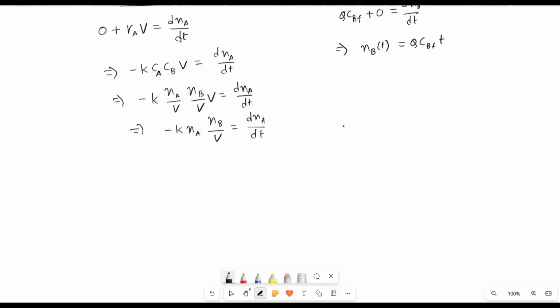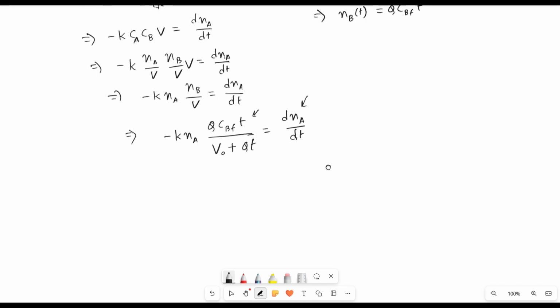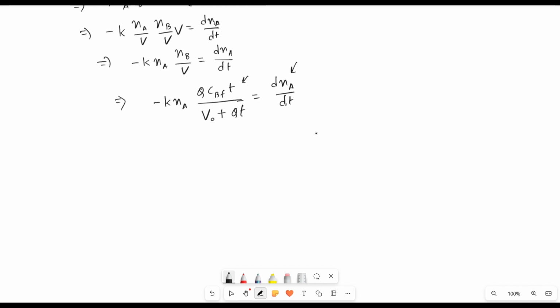We will put this value here. So, finally, we get minus K NA NB, which is Q CB feed T, divided by the volume, which is V naught plus QT, equal to dNA by dt. So we get a differential equation between NA and T. Now this differential equation does not need any Polymath or any software. This is a simple, straightforward differential equation, and I will show it and rearrange it a bit.